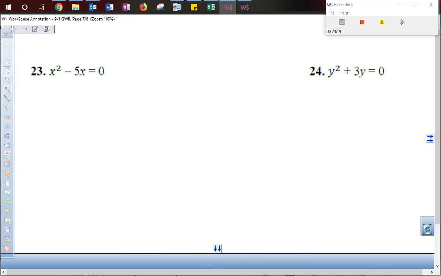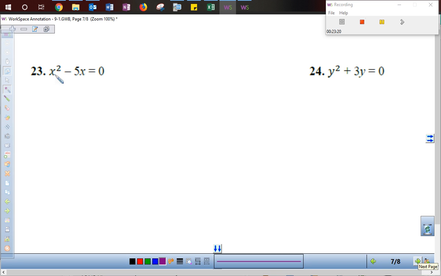Now 23 is where things start to get a little bit tricky, because on 23, if you'll notice, I have x squared minus 5x equals 0. I can't use the zero product property on this because it's not being multiplied together. Hence, the zero product property means I have to be multiplying the two terms together. So I need to take what we learned at the top of the page and apply it to the zero product property. I need to find the greatest common factor between these two terms and take it out.